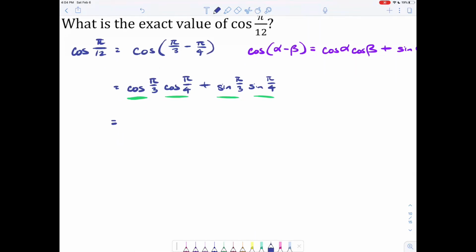And we'll get values of them. Cos of pi over 3 is 1/2. Cos of pi over 4 is 1 over root 2. Sine of pi over 3 is root 3 over 2. And sine of pi over 4 is 1 over root 2.